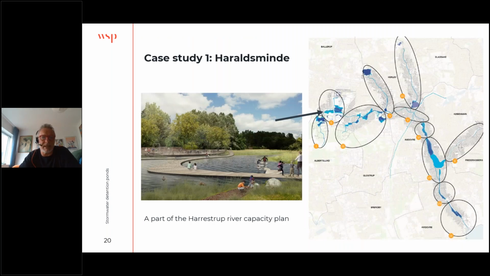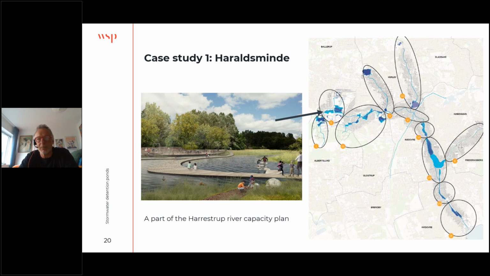The Haraldsminde project is a part of the Haraldsminde cloudburst capacity plan, where in the western part of Copenhagen, we've got this stream running from north to south, and then we have a stream coming from the west here, and on the top of this, we've got this Haraldsminde area. And the entire idea about the project is to make detention capacity for normal everyday rain and for cloudburst.